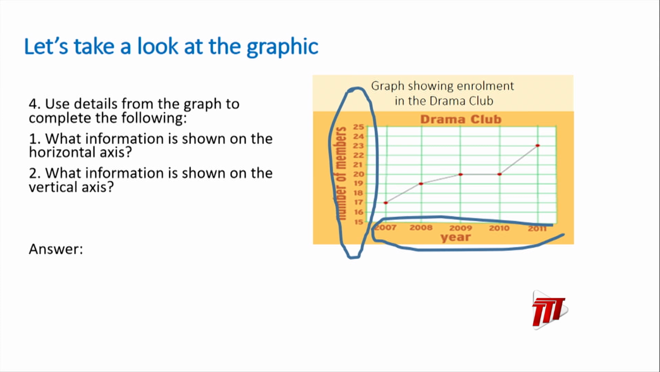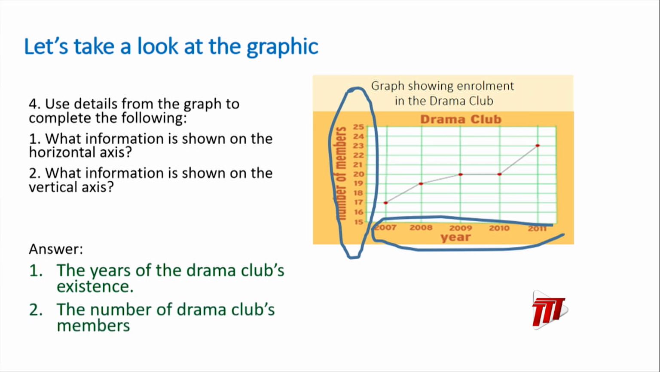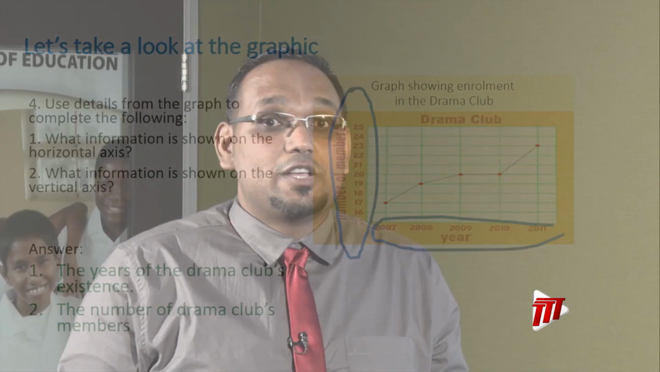So our answer to the first part of this question, what information is shown on the horizontal axis, would be the years of the drama club's existence. We are seeing this information there. The drama club existed in 2007, 2008, 2009, 2010, and 2011. So that's the information that is shown on the horizontal axis. On the vertical axis, our second part of the question, that axis shows the number of students in the drama club or the number of the drama club's members. So that's the answer to question 4.